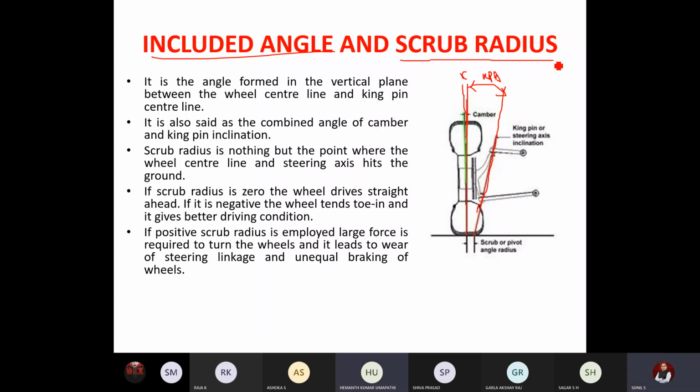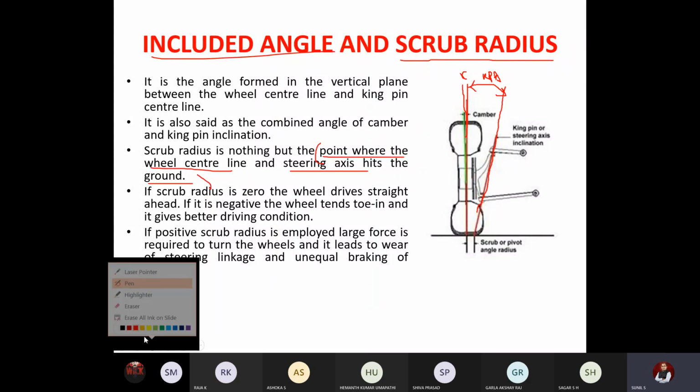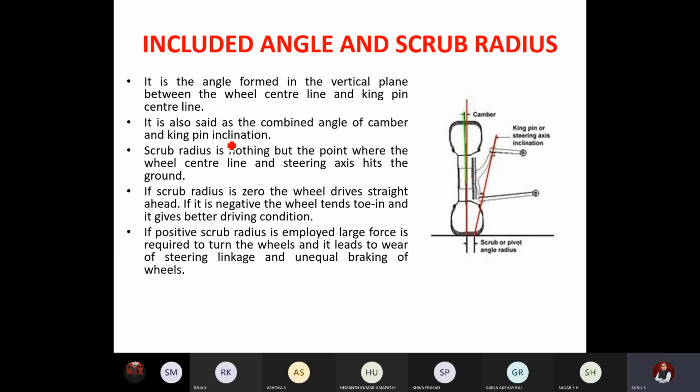Next, scrub radius. Scrub radius is defined as the point where the wheel center line and the steering axis hit the ground. It's very clear, in simple form. So first we'll take one sentence after the other. First we'll go ahead with the wheel center line. So this is the wheel center line. You can see that the 0 degree line, or pure vertical line, is the wheel center line. It hits the ground at this point.